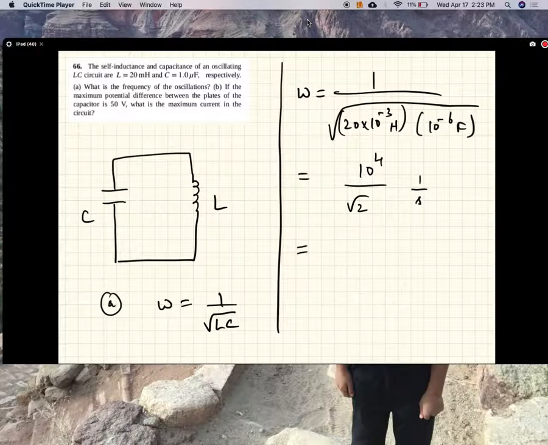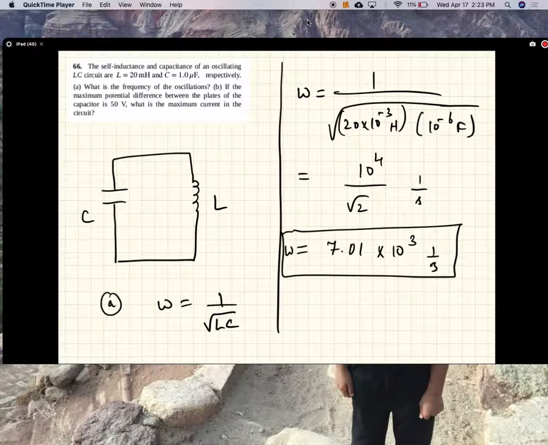So that is 7.07 times 10 to the power of 3 radians per second. If you divide omega by 2 pi, it gives you f, and 2 pi is roughly 6.4, so roughly 1,000 hertz.